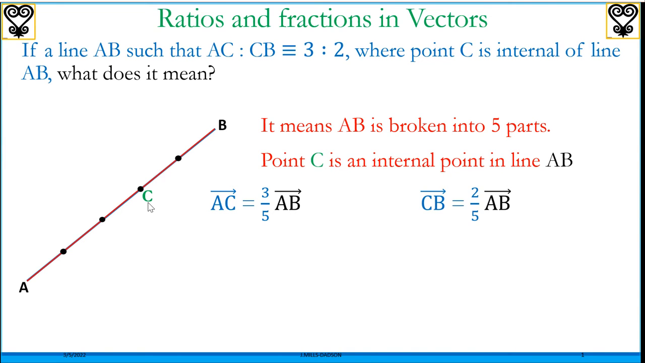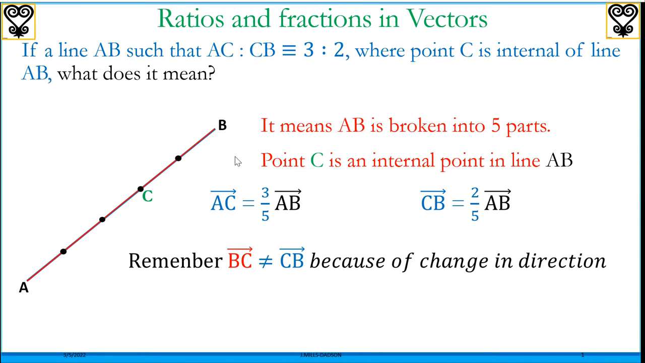In the same manner, CB is also 2/5 of vector AB. But note that vector BC is not necessarily the same as vector CB. The length is the same, but the change of direction means there's a change in the vectors. So if you want to work out vector BC, it's 2/5 of the whole line BA, not AB. So I need you to take note of this, and we're going to employ it in answering exam style questions.